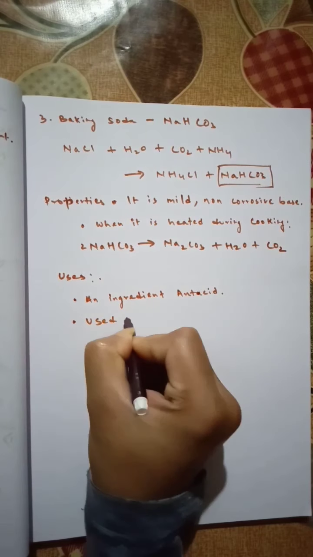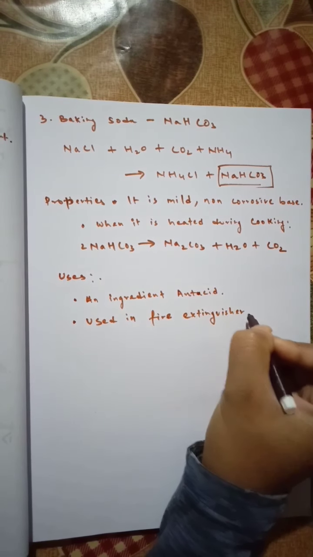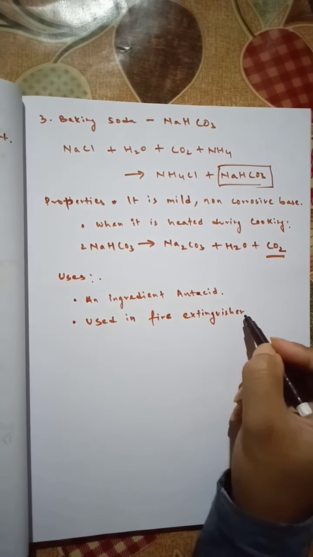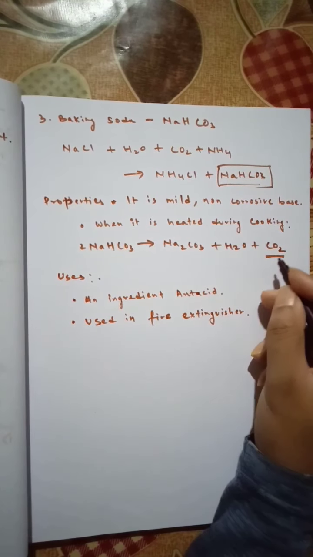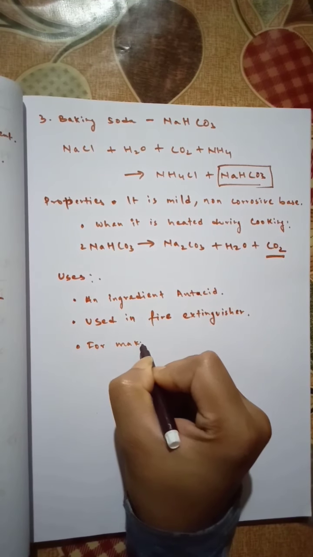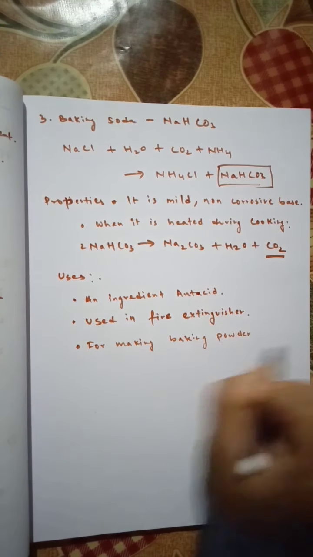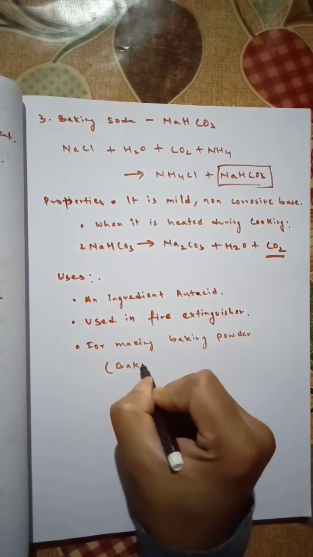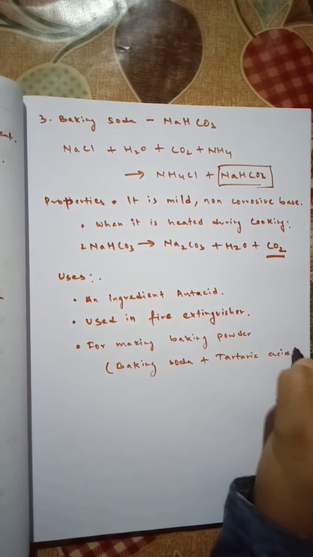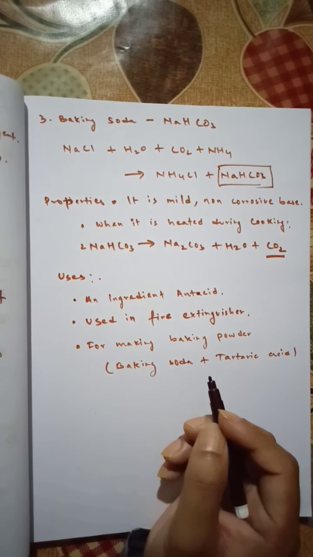Next is used in fire extinguisher. Why is it used in fire extinguisher? Because there is CO2 present in it, because CO2 is a good source to stop fire. Next, for making baking powder. How is it made? Baking powder is made by baking soda plus tartaric acid. Now, use of baking soda, you know that, used in breads and cakes to make it soft and spongy.